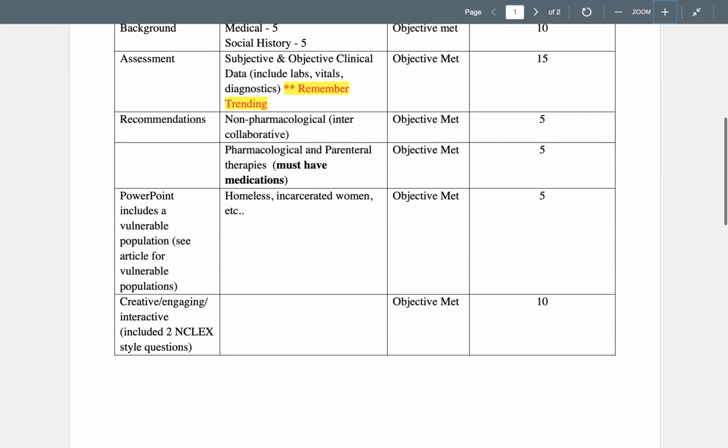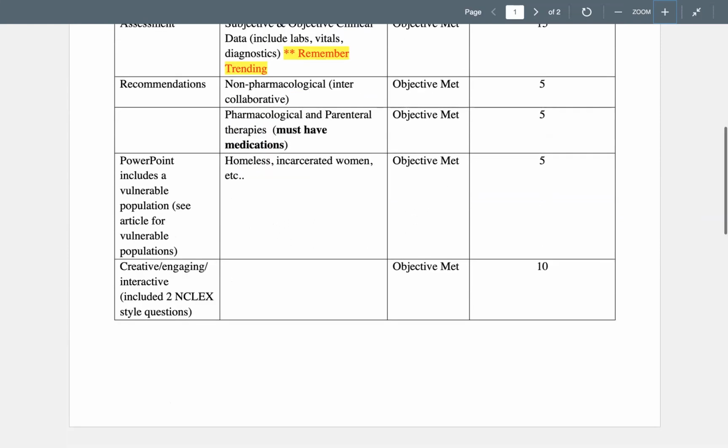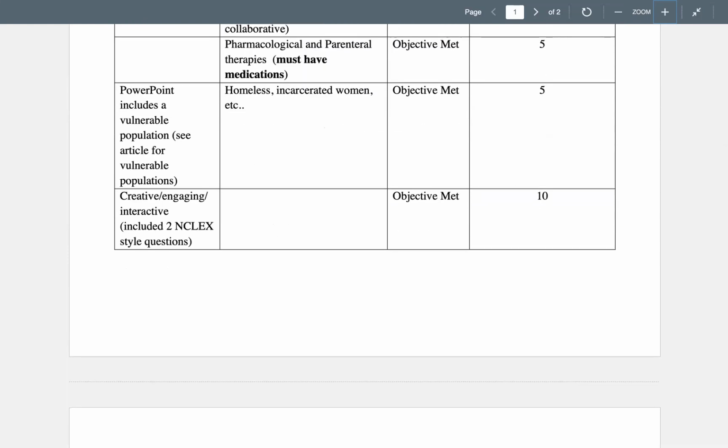Then I'm looking for non-pharmacological interventions, interprofessional collaboration. What are your recommendations? It could be a referral to social work. It could be dim lights. It could be music therapy, pet therapy. I'm just throwing those things out there. That's going to be 5 points. Then the next one is pharmacological and parenteral therapies. You must have medications. That's 5 points.